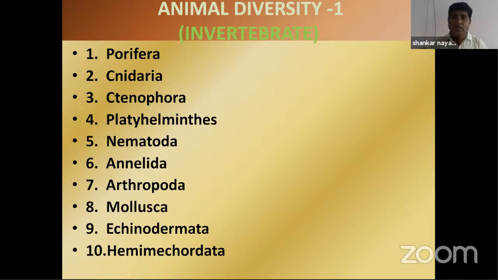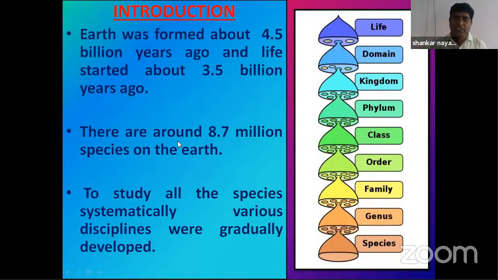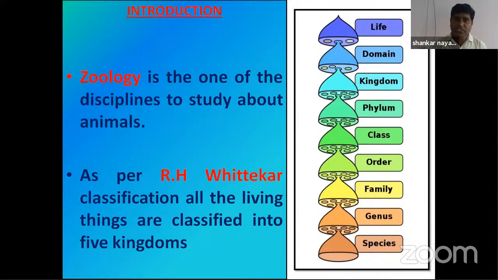As you are newcomers to intermediate education, to build interest in zoology, I would like to give a brief introduction. Our Earth, on which we are living, was formed 4.5 billion years ago, and life started about 3.5 billion years ago. There are around 8.7 million species on Earth. To study all the species systematically, various disciplines were gradually developed. Zoology is one of the disciplines designed to study animals.